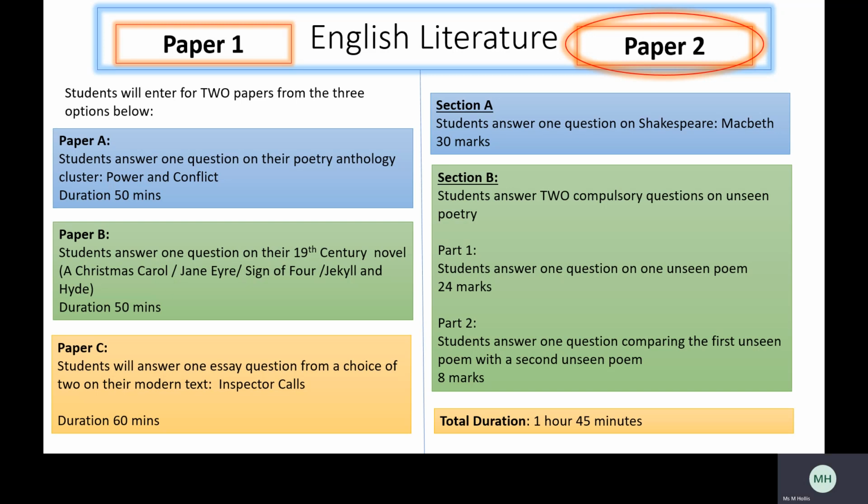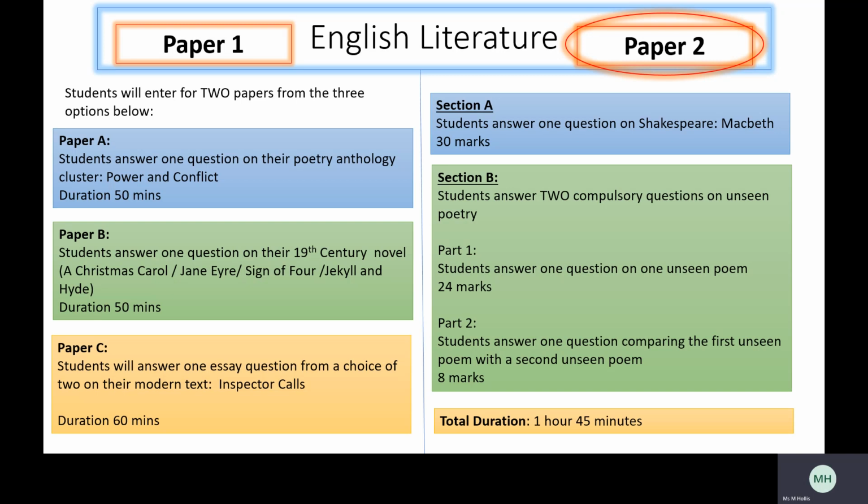For the next section of your child's GCSE, they will be looking at the English literature component. Now, this again is divided into two papers, and it's slightly different this year as a result of the COVID situation. For paper 1, students will enter for two papers from three options, and these options are paper A, where students answer one question on their poetry anthology cluster, which is the Power and Conflict collection, and the duration of this paper is 50 minutes.